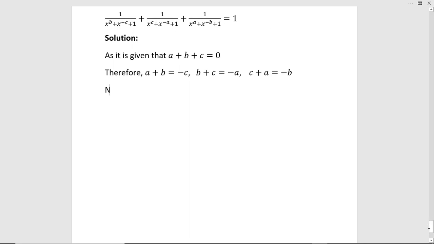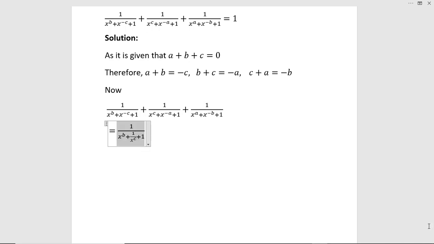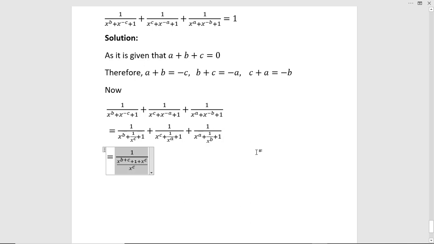So now the given expression is this, left hand side equal to. Look here, we have just converted this x to the power minus c like this, 1 by x to the power c. x to the power minus a we have written as 1 by x to the power a, and x to the power minus b we have written as 1 by x to the power b. The remaining are the same.